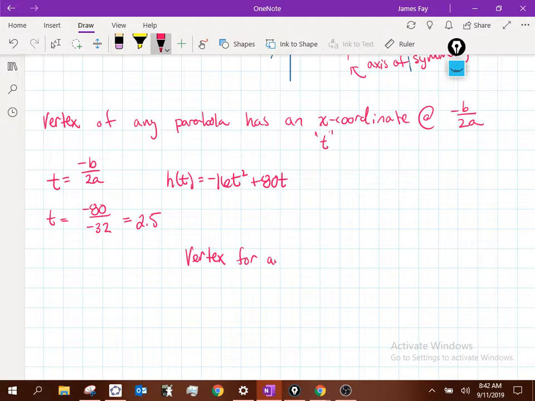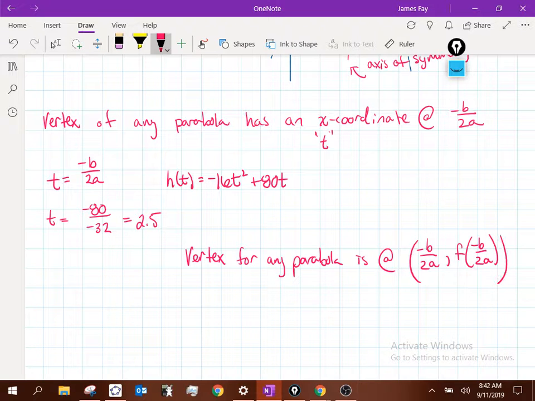for any parabola, I'm going to give this formula, is at, so the x-coordinate, you call it the independent variable, is found at the opposite of b over 2a. And then what you do is you plug in the opposite of b over 2a into the function to find the height. Does that make sense? So if I were to take 2.5 now and plug that into negative 16t squared plus 80t, that's going to give me that y value that is symbolized by f of the opposite of b over 2a.